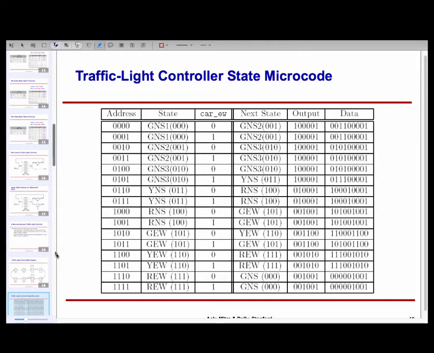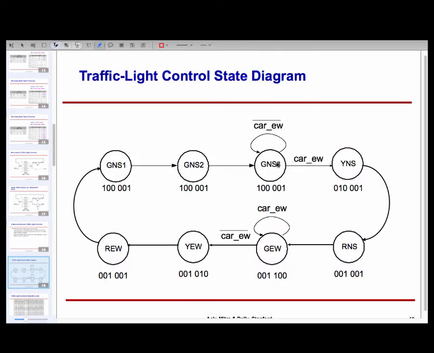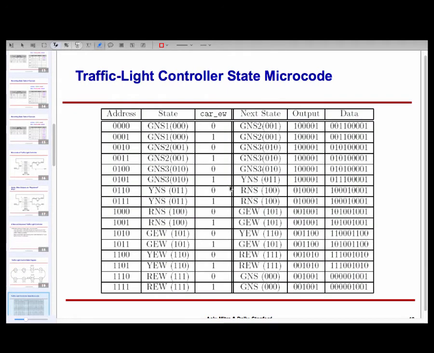So if we go back out here, I'm in GNS3. If car east west is 0, I stay there. And if car east west is high, I go to YNS. You will see the same thing out here. If I'm in GNS3 and car east west is 0, next state is GNS3. If car east west is high, next state is YNS, and YNS is coded as 011.